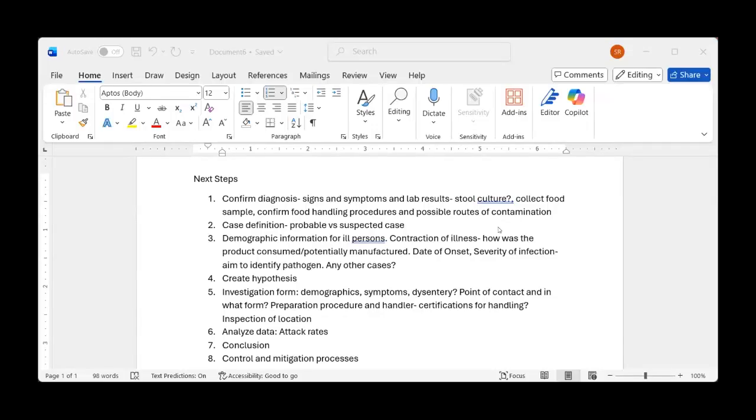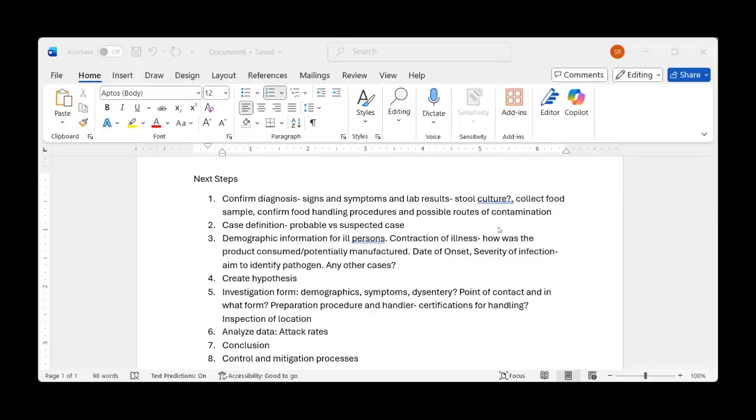And then, of course, you want to analyze this data, and you'll be able to come up with what the attack rate is. You want to formulate your conclusion based on all the information that you've gathered.